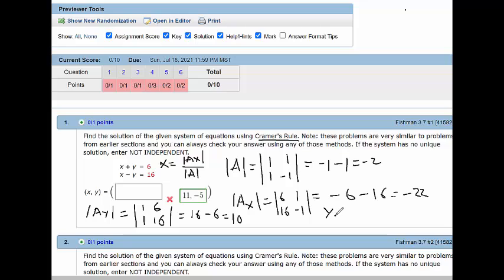Negative 2.2. Yeah. 10 divided by... No. Negative 5. Negative 5, yes. That's right. So Y is determinant AY divided by determinant A. So you have seen AY is 10 and determinant A is negative 2. That's why negative 5. So we got our solution.